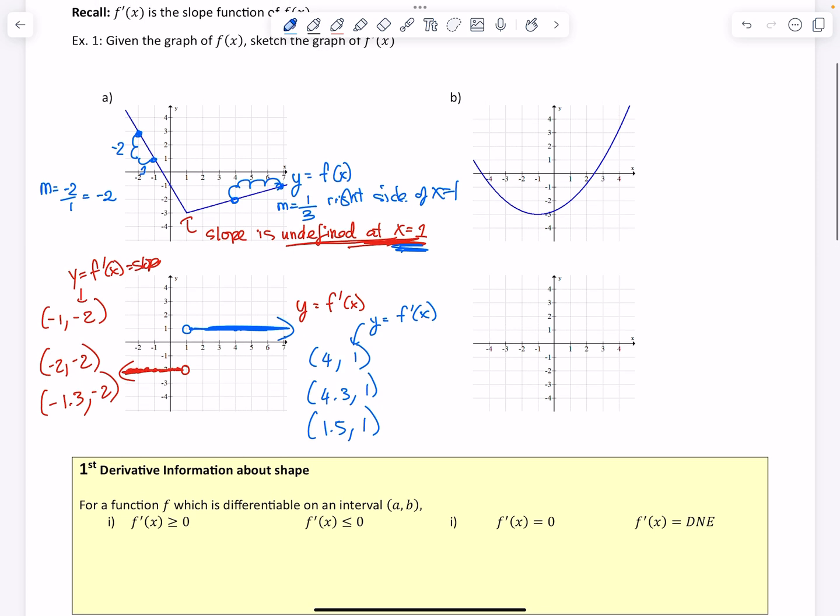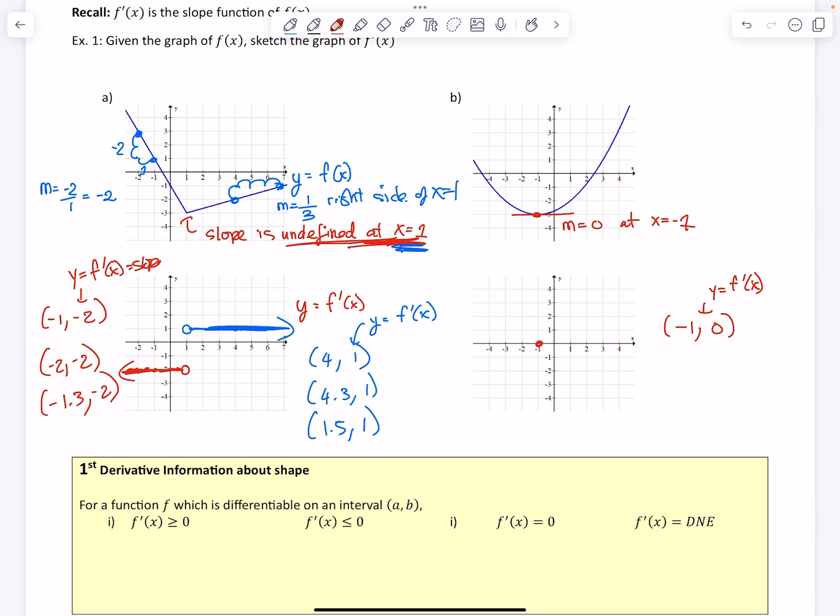All right. Now let's take a look at part B. We have a parabola, and notice that the tangent lines at each point of the parabola are different, so the slopes are different everywhere here. Notice that at the vertex of the parabola we have a slope of 0, so slope equals 0 at x equals -1. So we can plot that point down here where the y value represents the slope of the above function. So x equals -1, slope is equal to 0.